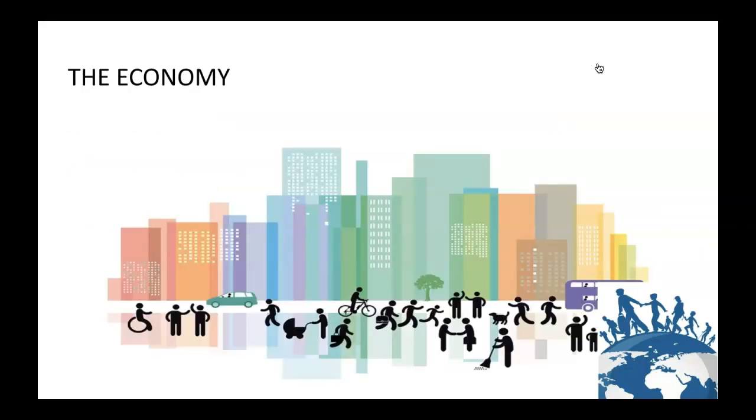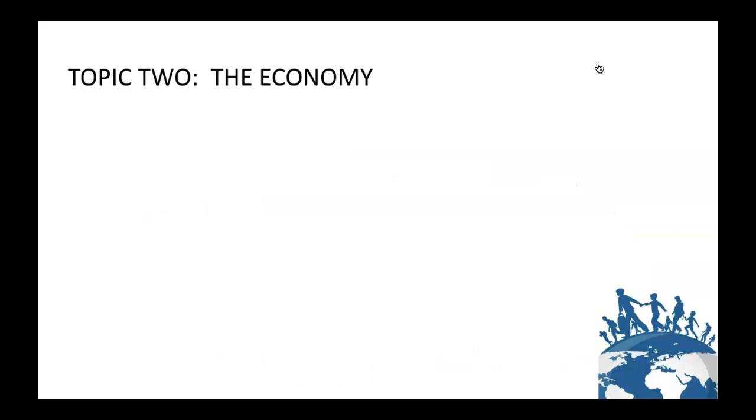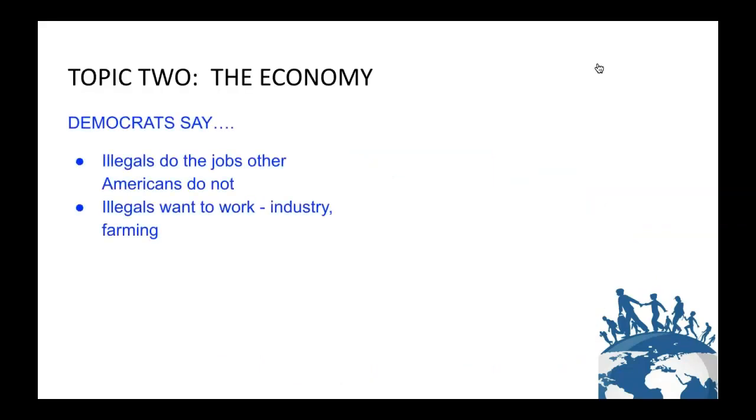Let's go to the next topic here, the economy. When it comes to the economy, both sides have differentiating views about illegal immigrants and their role in the United States. Democrats would say that illegals do their jobs that Americans do not want to do, and illegals want to work in industry and in farming, and we should really value their contributions to the economy. Simply doing away with illegal immigrants would actually be detrimental to the economy, Democrats would say.